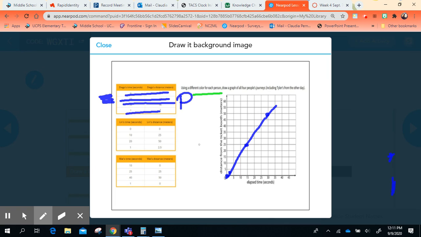So now I want you guys to do the next 2 tables. Remember, 2 different colors on your screen and then submit. Same for the ones at home. Draw your graph and then click submit. 2 different colors.